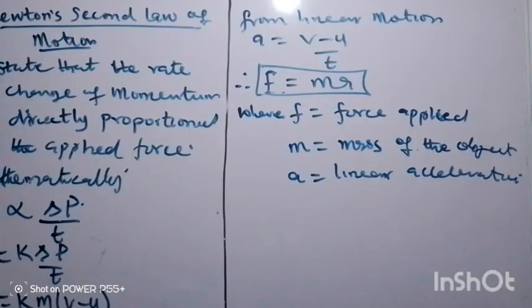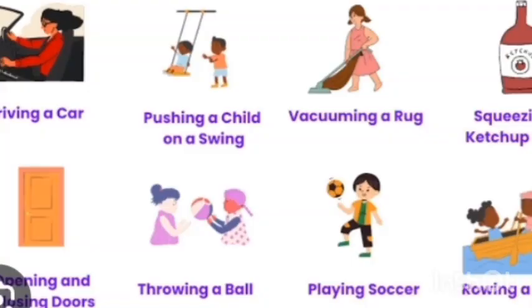Now another set of examples: driving a car is another example of Newton's second law of motion. The opening and closing of a door is another example of Newton's law of motion. Then pushing a child on a swing. When you put a child on a side swing, as I said the other time, it is another example of Newton's second law of motion. Throwing a ball is another example of Newton's second law of motion, followed by vacuuming a rug.